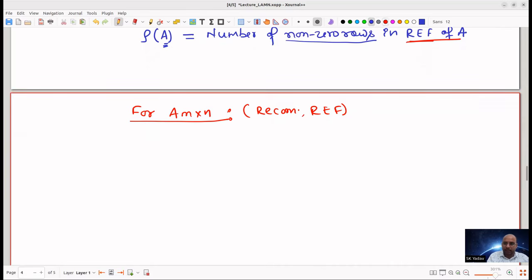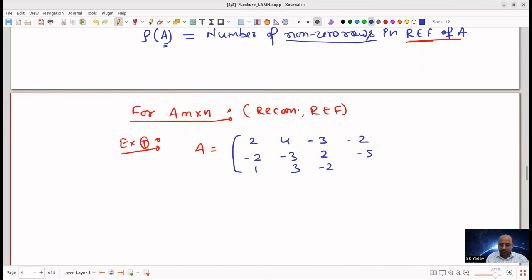I will explain the way to find REF. Let us now see one example here. Your matrix A is given as 2, 4, minus 3 and minus 2. Second row is minus 2, minus 3, 2 and minus 5. Third row is 1, 3, minus 2 and 2. So what is the order of matrix? It is 3 cross 4. So by using the previous notes, I can easily write here rank of matrix A, 3 cross 4, is less or equal to minimum of 3 comma 4, which is less or equal to 3. So this is the upper bound of rank.